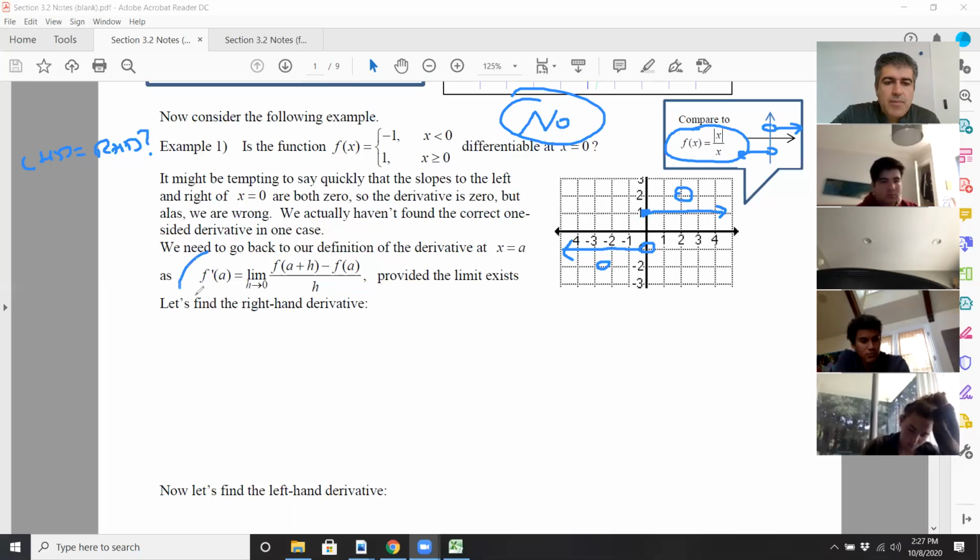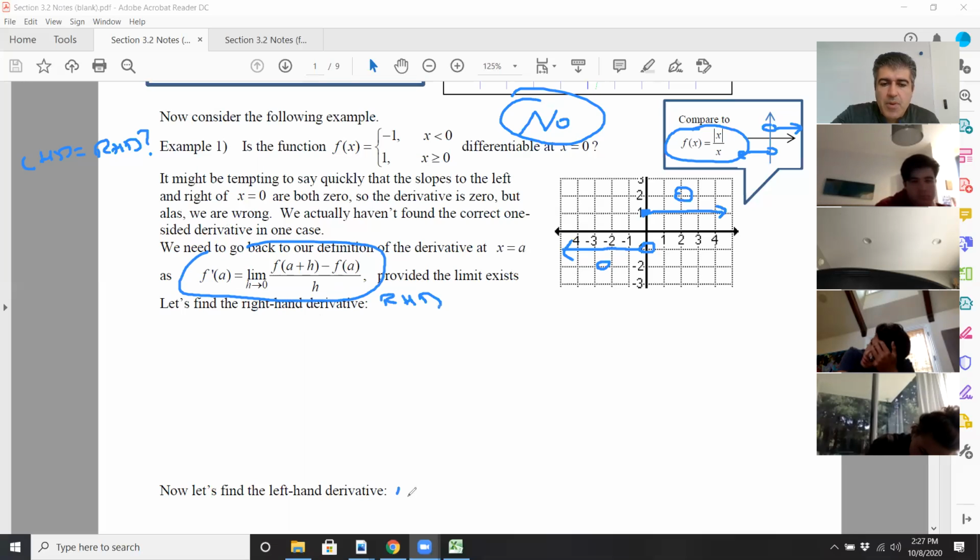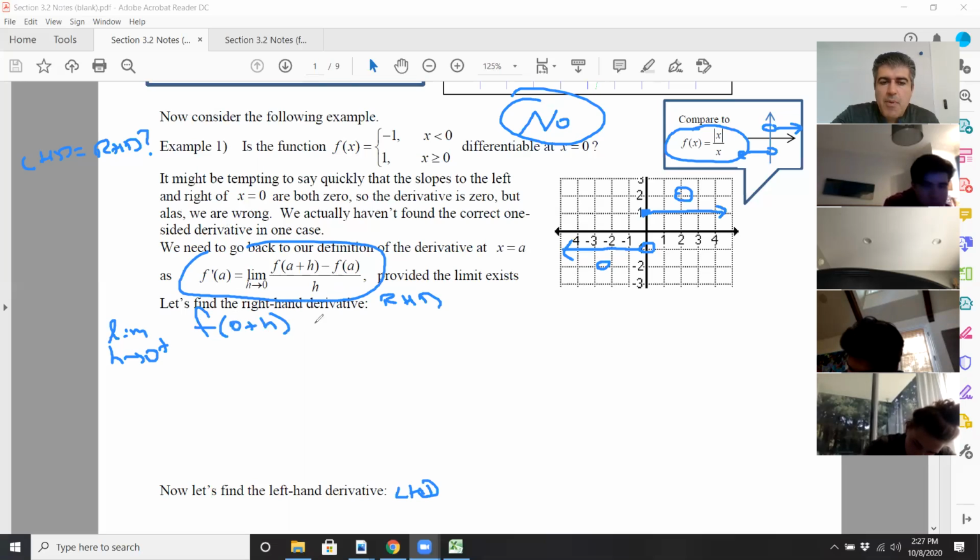So we use our definition of a derivative, where the right-hand derivative is called RHD and the left-hand derivative is called LHD. To do the RHD, you have to take the limit as h approaches 0 from the right side of f of 0 plus h minus f of 0, over h.